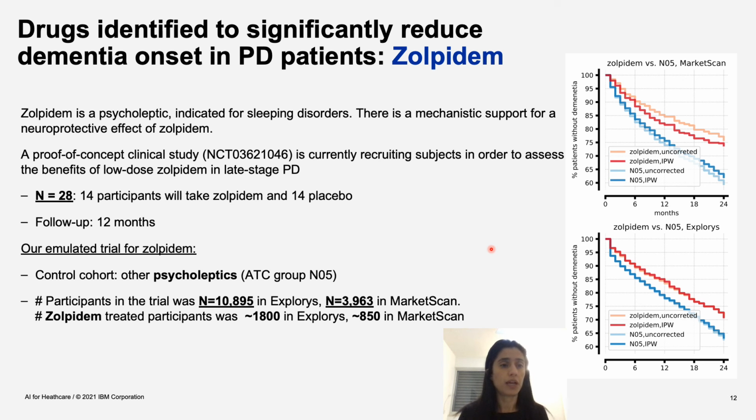This is a psycholeptic indicated for sleeping disorders. There is some mechanistic evidence that it can provide some neuroprotective effect. However, all the studies to date, and there were relatively few, were quite small, again, compared to our study, which, as you see, is relatively large.